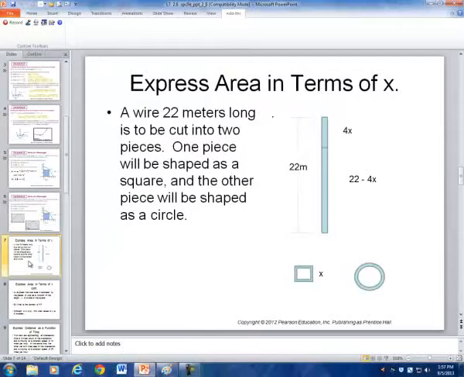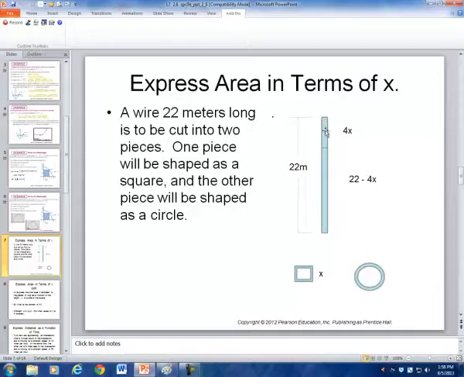Have express area in terms of x, and here we have a 22 meter long wire. And on this wire, we want to cut it into two pieces. And so when we do that, we want to make a square. And the square has side x to it.